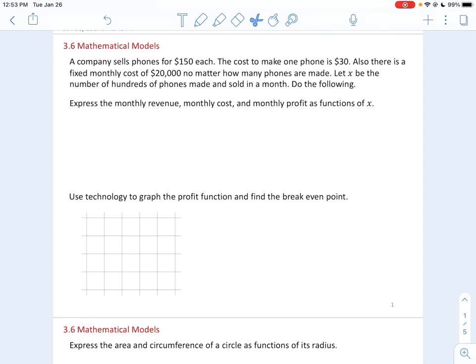Hello, class. Mathematical modeling is the use of mathematics to help make sense of the world in which we live and to also answer other curiosities.